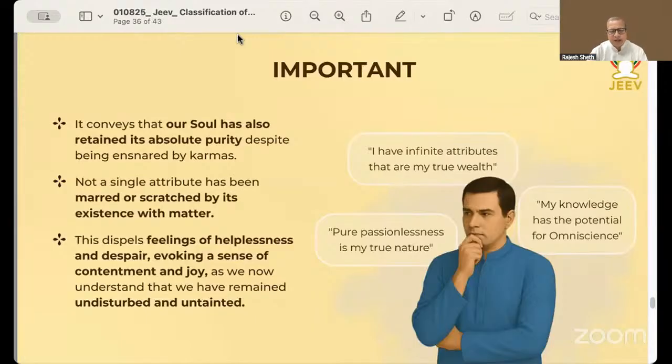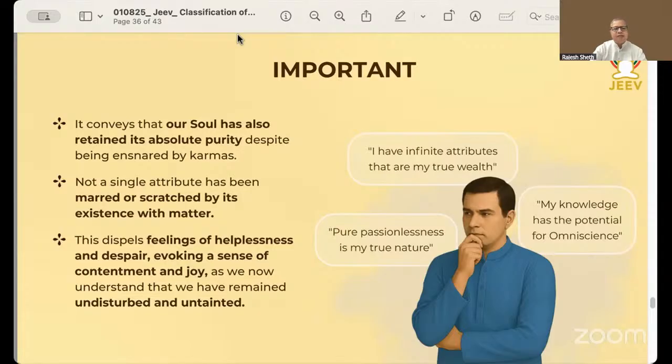What this particular point of view does is convey that our soul has retained its absolute purity despite being ensnared by karmas. So karmas were there, but our properties remain the same. The purity of the property remains the same. This fourth conventional point of view tells us that your infinite property has retained its absolute purity, despite being ensnared by the karmas.